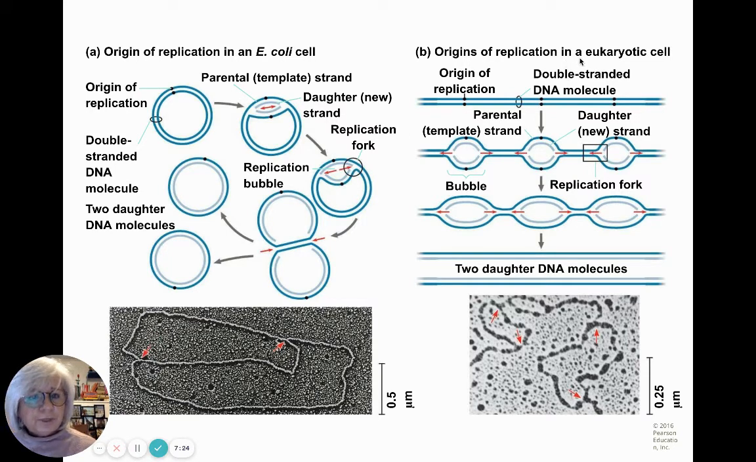If you're talking about a eukaryotic cell, we do not have circular DNA, we have linear DNA. So we can have multiple origins of replication, and then we have this replication fork going in two directions, and then eventually make two daughter molecules. So we're going to talk about all the enzymes that are involved in doing that.